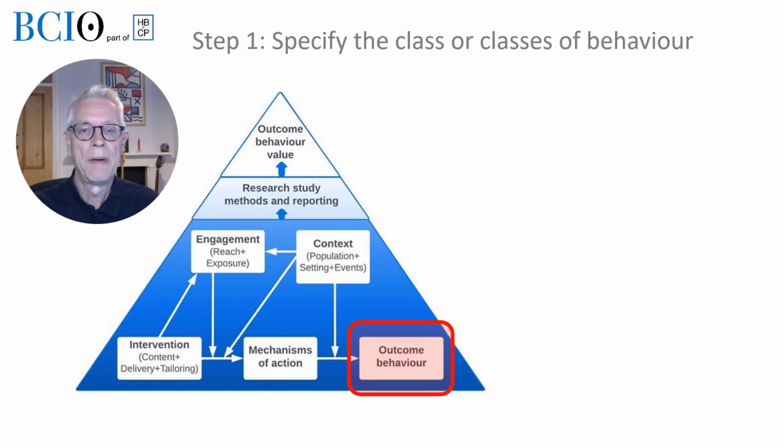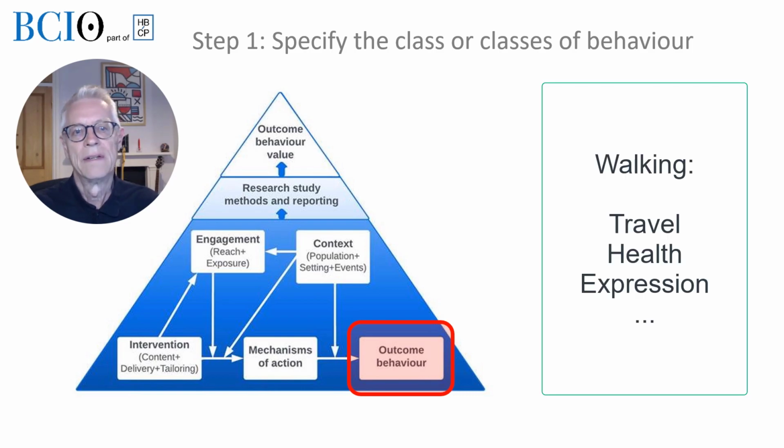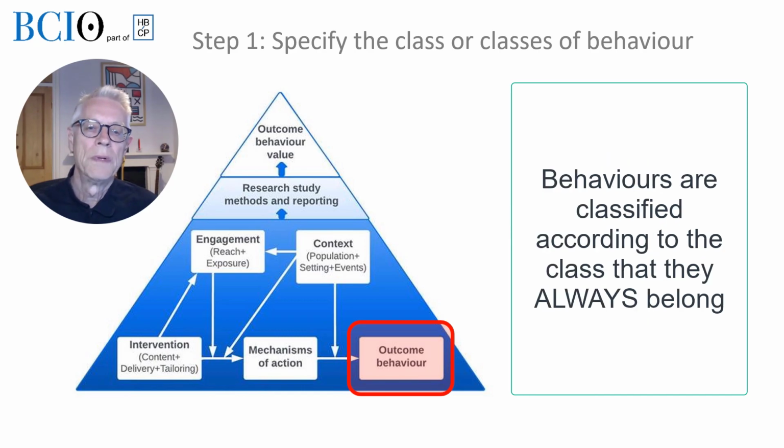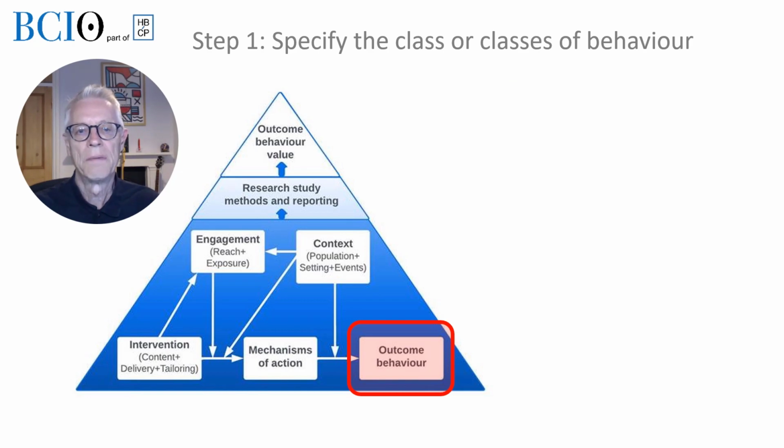An important thing to remember is that behaviours can be classified in many different ways for different purposes. Thus, walking can be a travel behaviour, a health-related behaviour, an expressive behaviour in the case of protest marches, and so on. The Human Behaviour Ontology classifies behaviours according to what will always be true for them, but you can annotate with other classes for outcome behaviours that you're interested in. For example, if you're interested in walking as a health-related behaviour, you can annotate using walking and health-related behaviour.